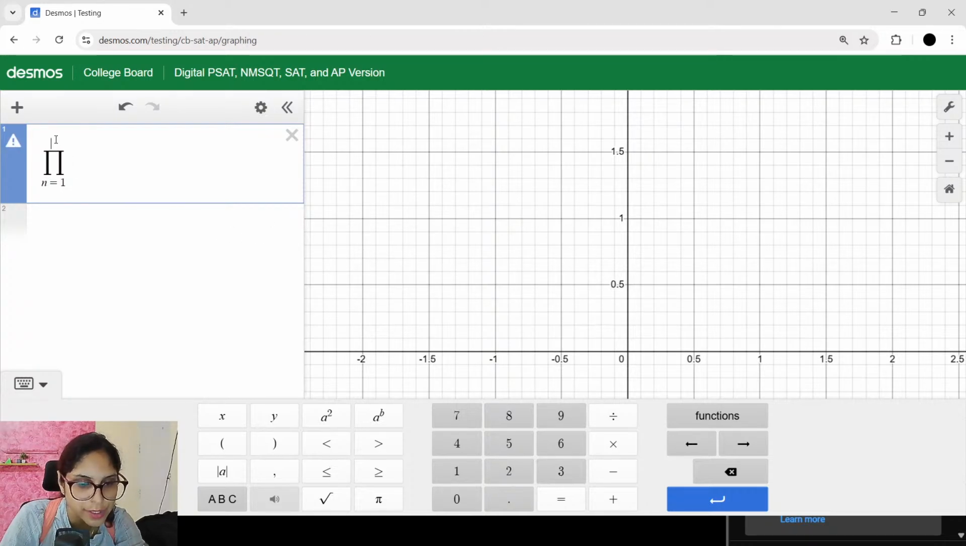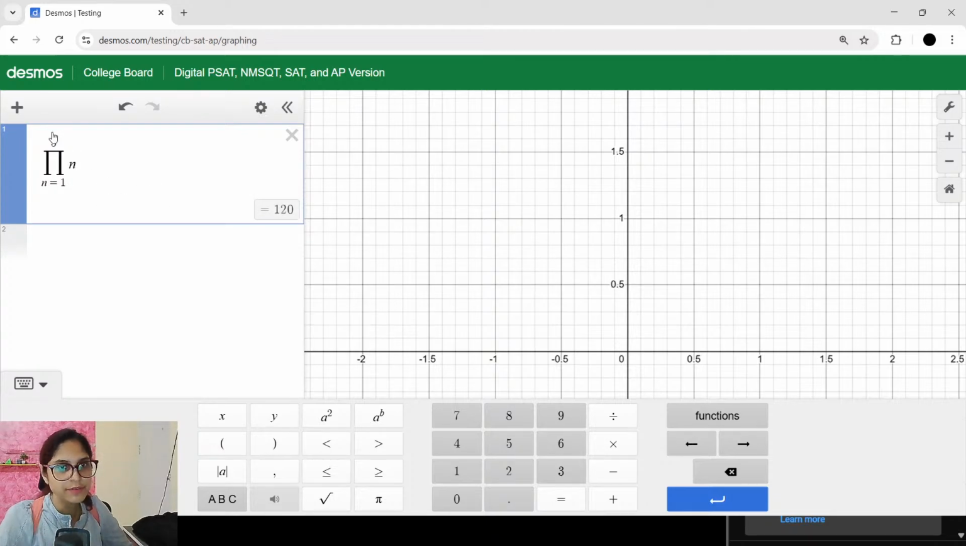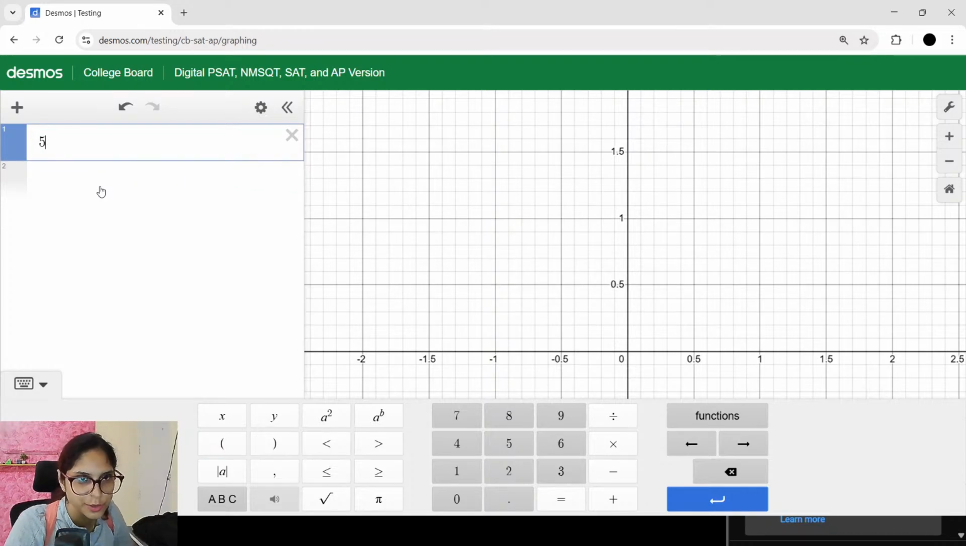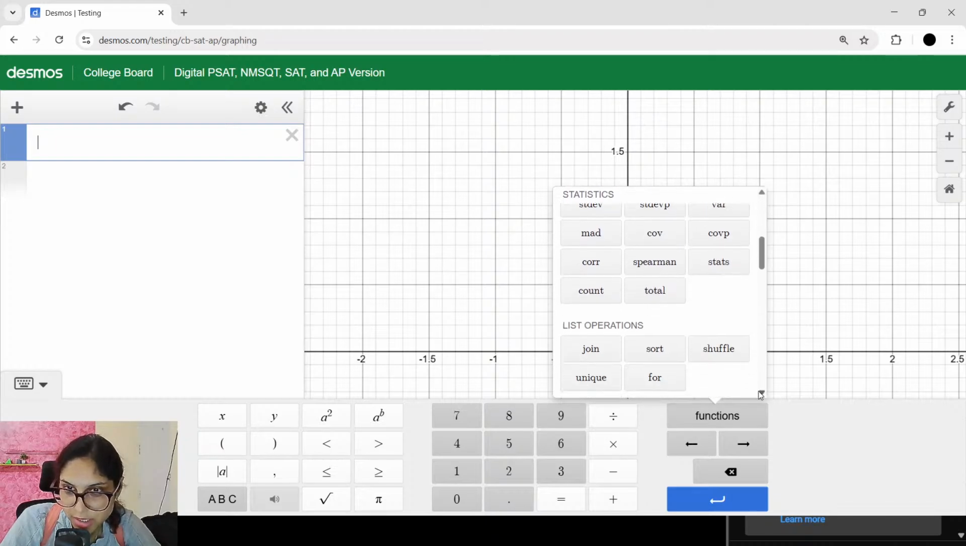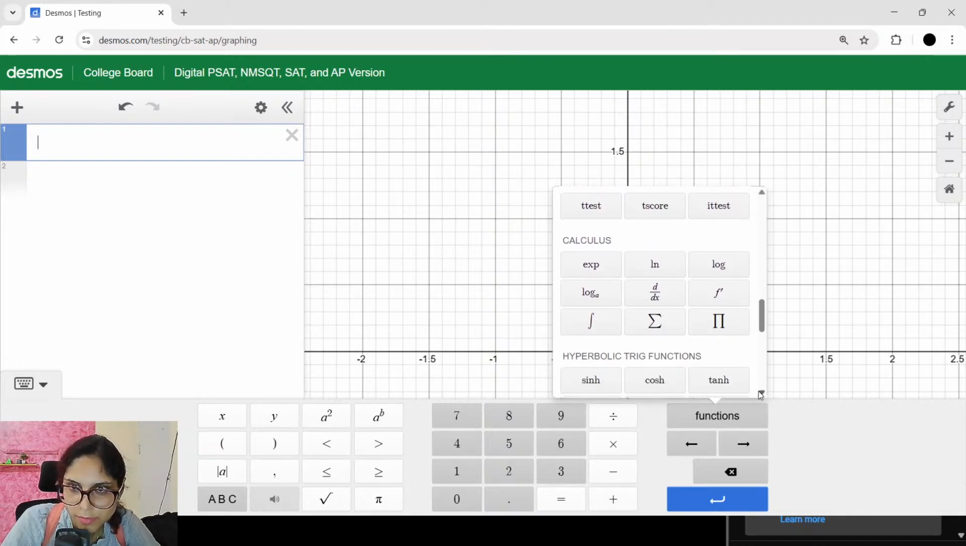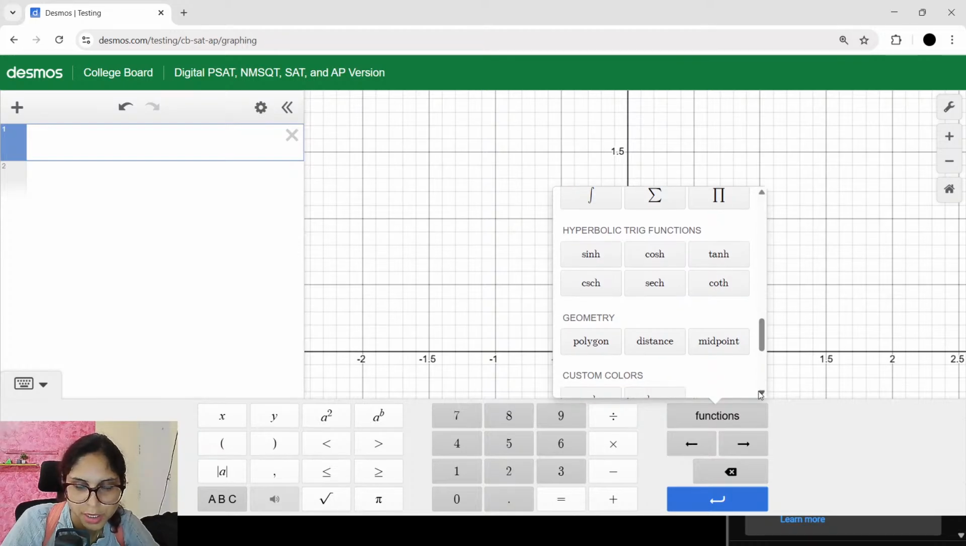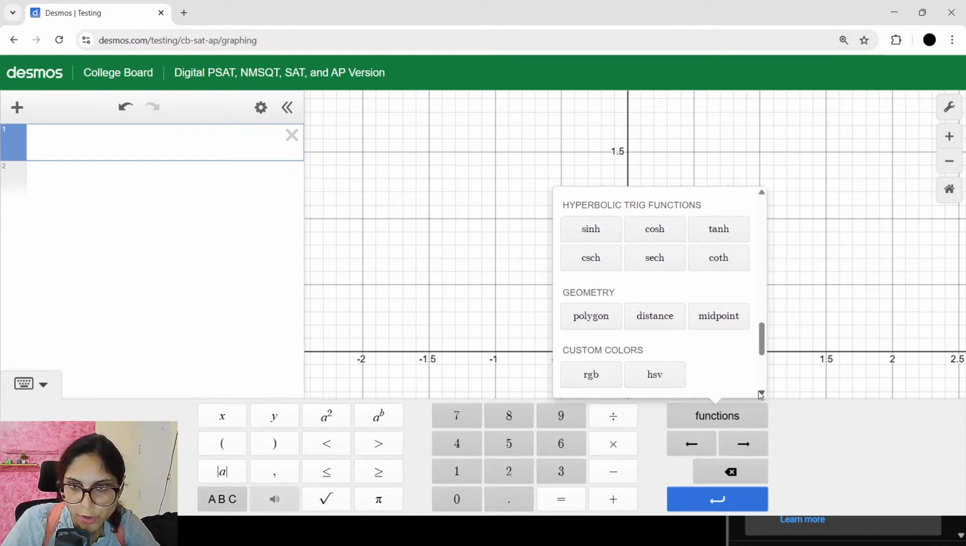For example, you're trying to find the factorial. So we'll just write n over here. You can see the 5 factorial is 120. Obviously, you can always do it like this, 5 factorial. You can still get it. But yeah, you can use it for product series. So that's about calculus. And now hyperbolic functions is not in the scope, so I'll not talk about it.